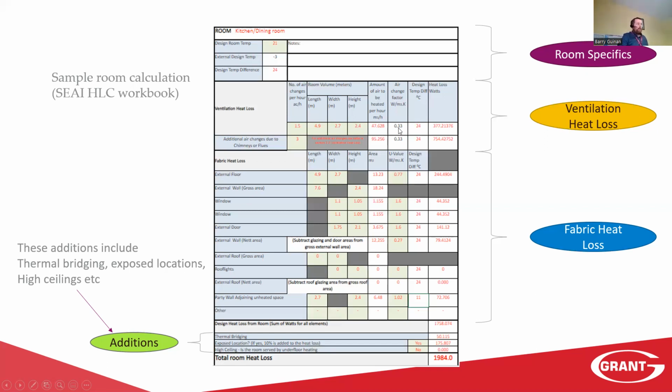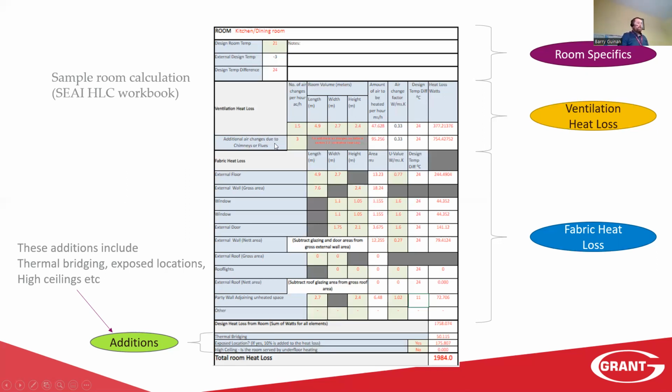And then we will have our air change constant, 0.33. And then our design temperature, or the temperature difference between indoor and outdoor. In this scenario, we have a 21-degree internal, a -3 outside, so the temperature difference being 24. So the ventilation heat loss for that room, we've now calculated at 377 watts.